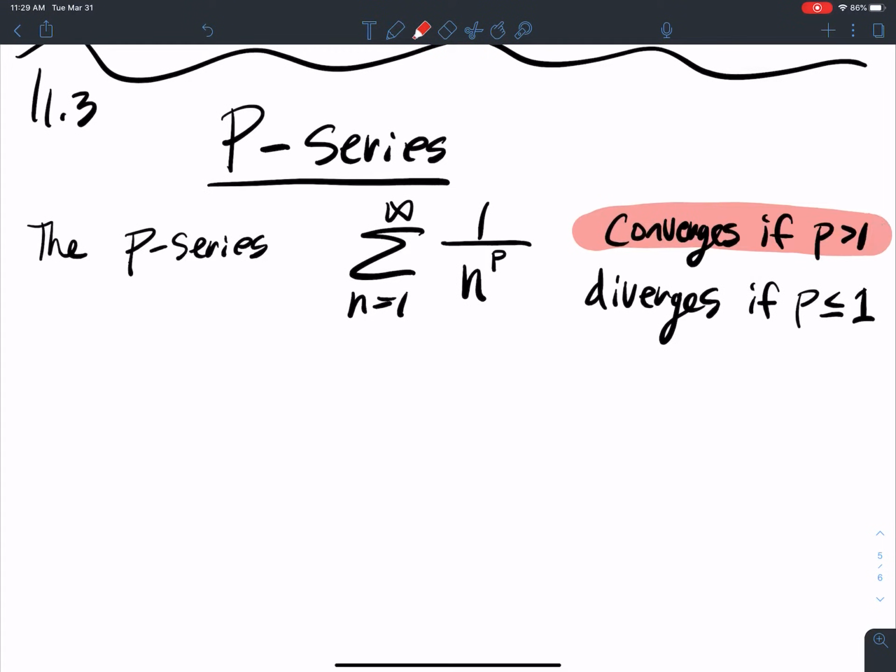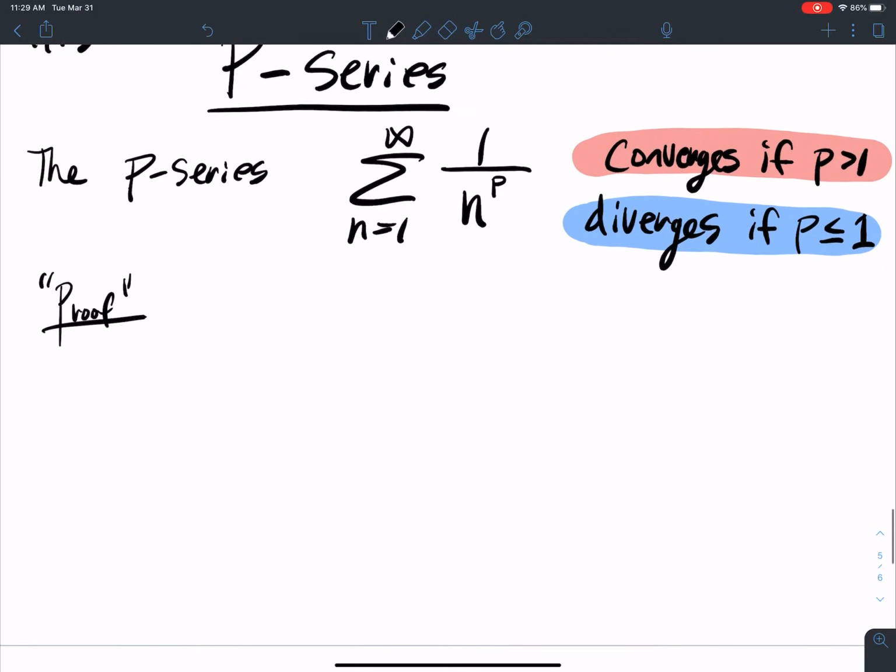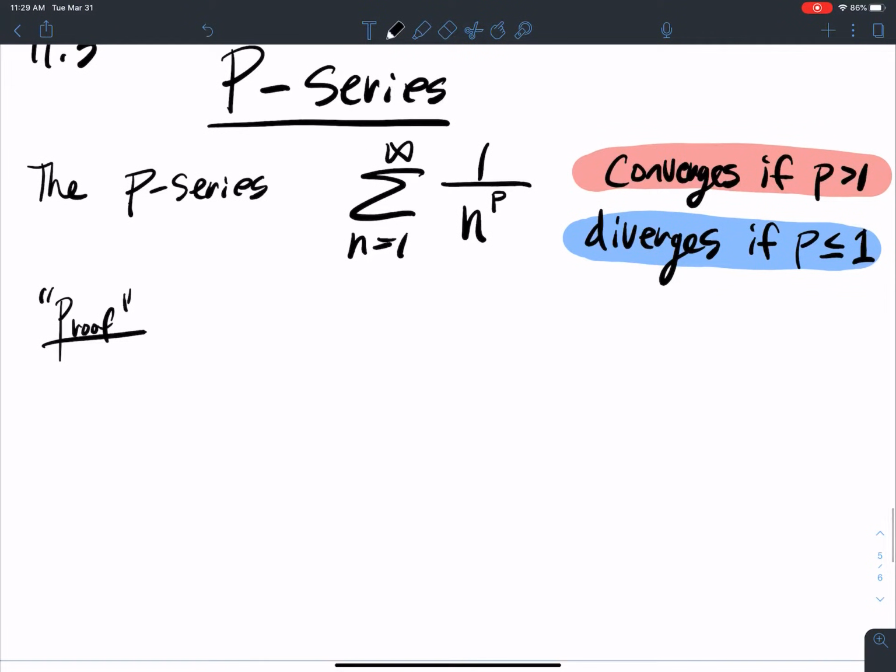So it converges for p greater than 1, and it diverges for p less than or equal to 1. All right, pretty simple to understand. Let's go through a proof of the P series. So I'm going to put proof in quotes here just because it's not exactly formal, but it'll get the job done. So here we go. We're going to use the integral test to prove this.